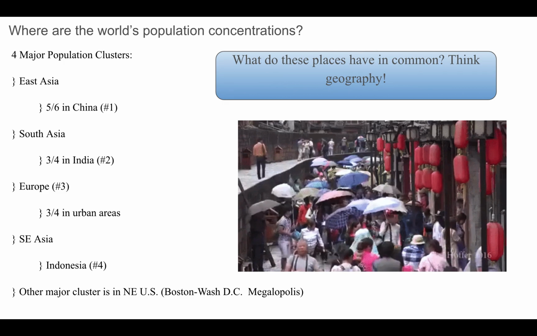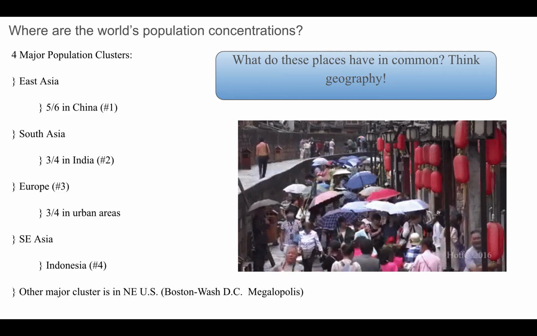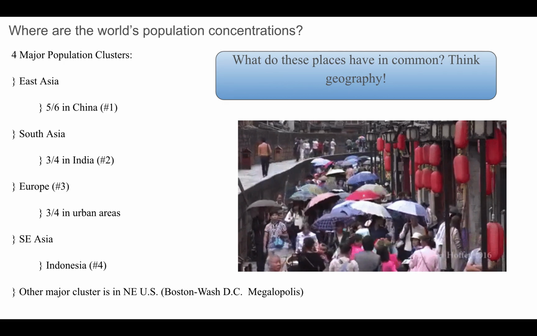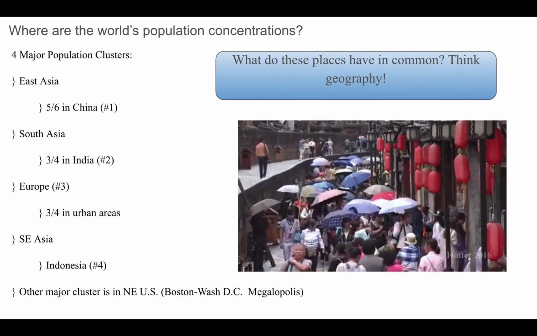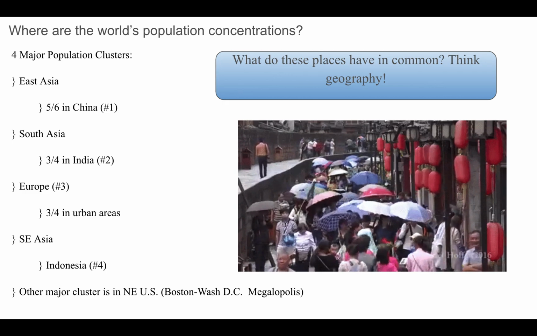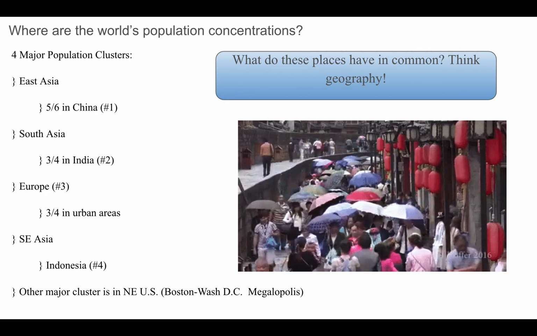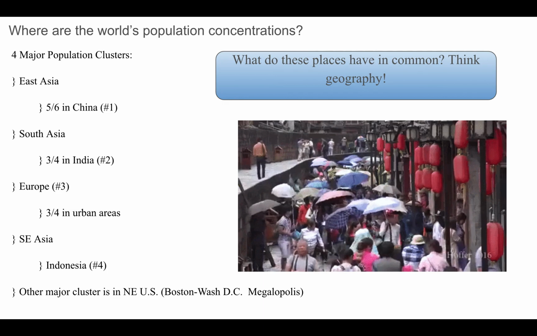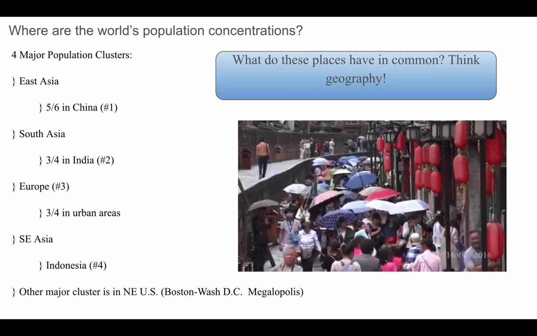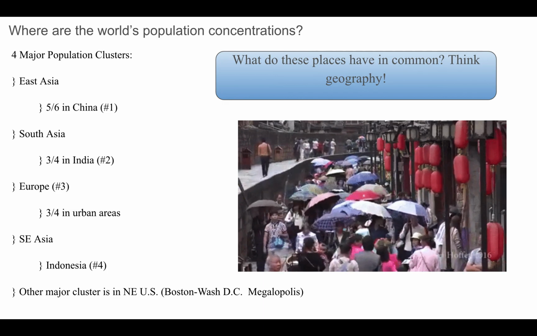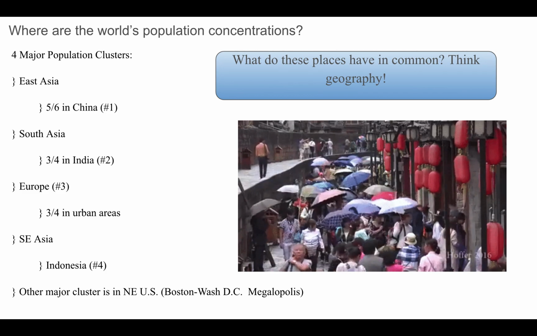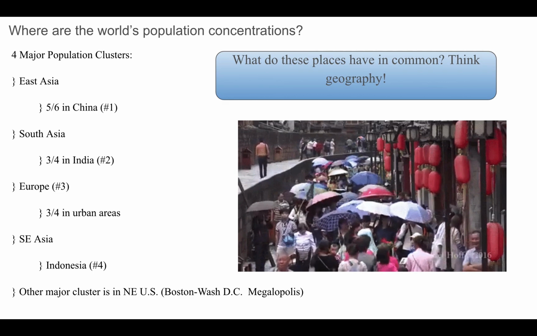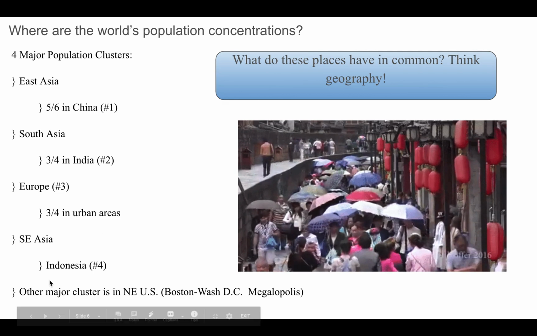When we talk about the fastest emerging population cluster in the world, Sub-Saharan Africa has the fastest natural increase rate. It will be a population cluster in the next decade to 2 decades. And then for other population clusters, we think of major cities in developed regions, like the Northeast of the U.S., stretching from Boston, Massachusetts, down to Washington, D.C., which is referred to as a megalopolis.